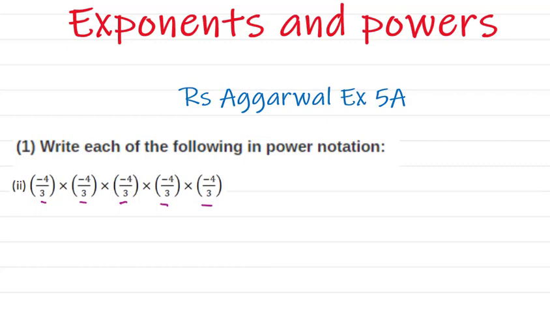So the base is the same, but how many times is it coming? It is coming 1, 2, 3, 4, 5, 5 times. So you can write this as minus 4 by 3 to the power 5. This is the answer to this question. You just have to write this in power notation form. Now let's see the next one.